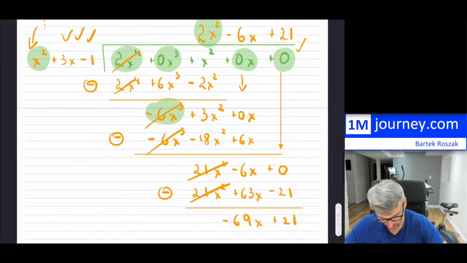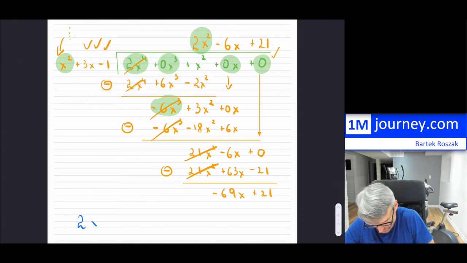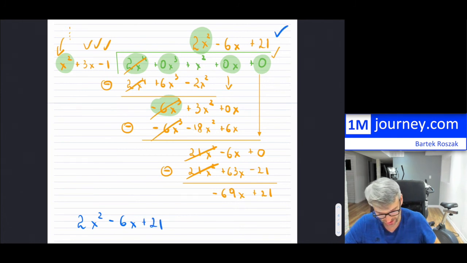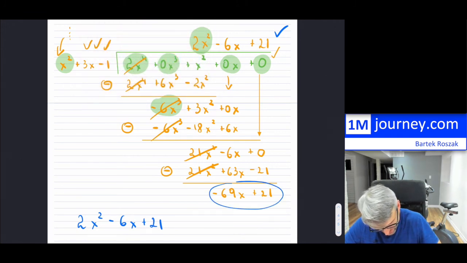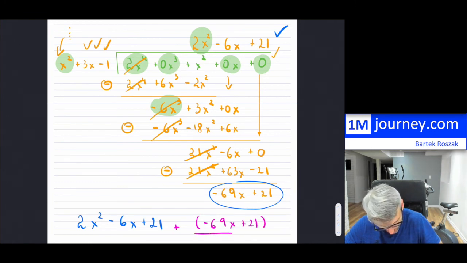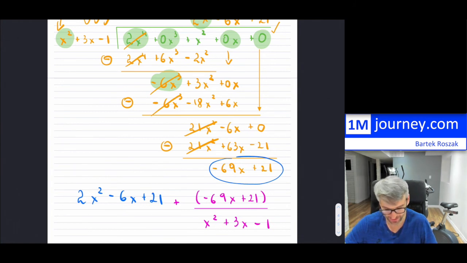So your answer overall, okay, if I zoom out here, we'll change it. So your answer is going to be 2x squared minus 6x plus 21. So that's from your quotient right here. And then you have to add your remainder right there. I'm going to add it. So I'm going to say plus, okay, and I'll keep it kind of like this, negative 69x plus 21 all over x squared plus 3x minus 1.